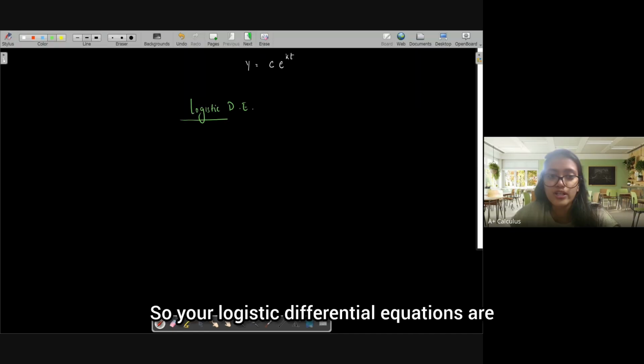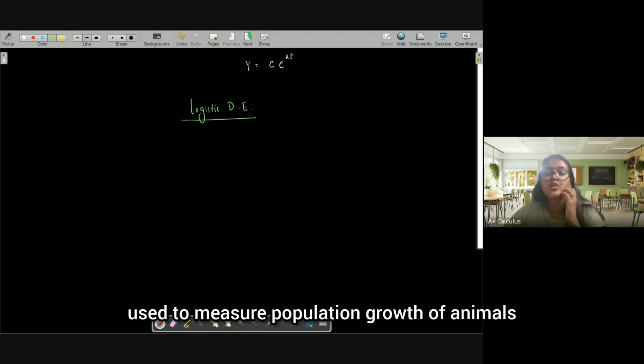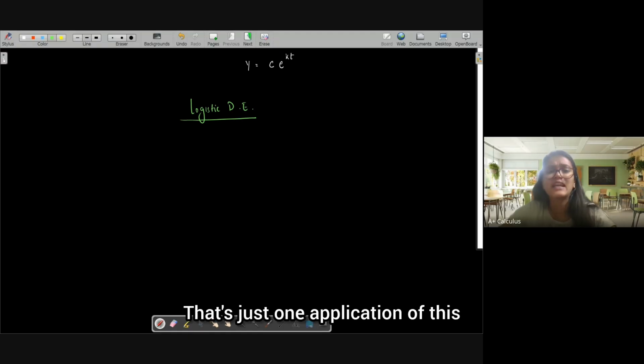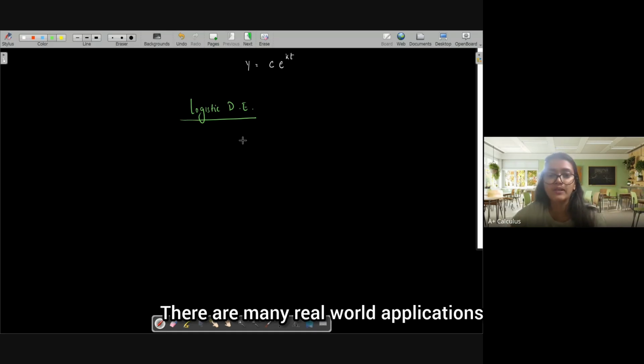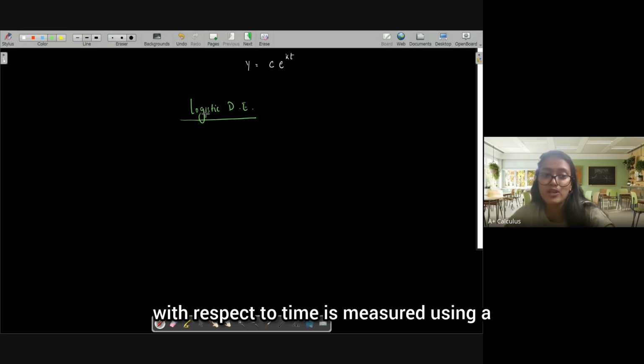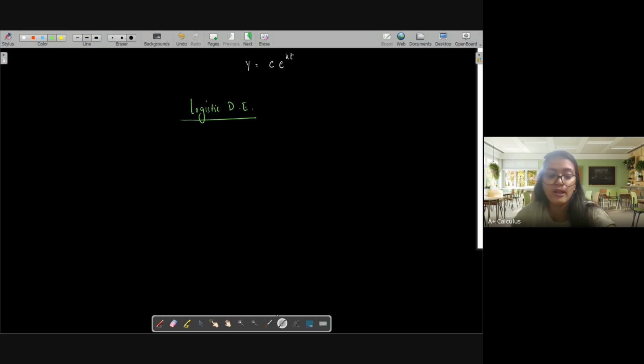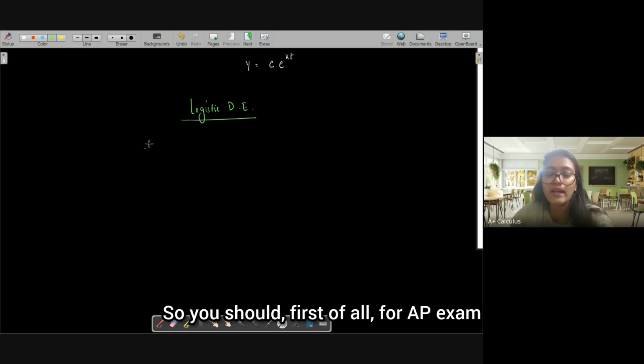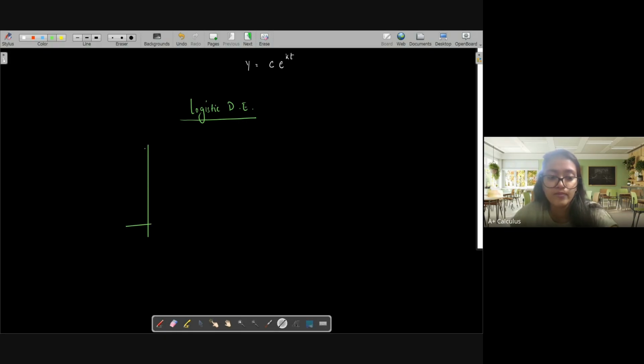Okay. So logistic differential equations are used to measure population growth of animals. That's just one application of this. There are many real world applications, but mostly you will see the growth of animals with respect to time is measured using a logistic differential equation. So for the AP exam, you should know a couple of things.